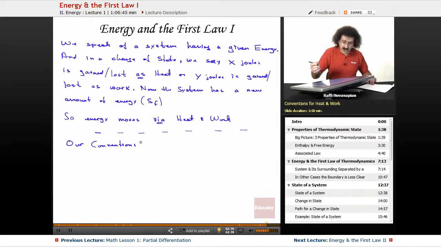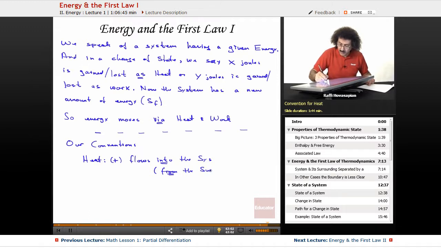So having said that, let's talk about our conventions. Now, our convention for heat. We will say that heat is positive if it flows into the system, which means from the surroundings. So again, it just depends on what your perspective is. We will call heat negative if it flows from the system. In other words, it flows to the surroundings.